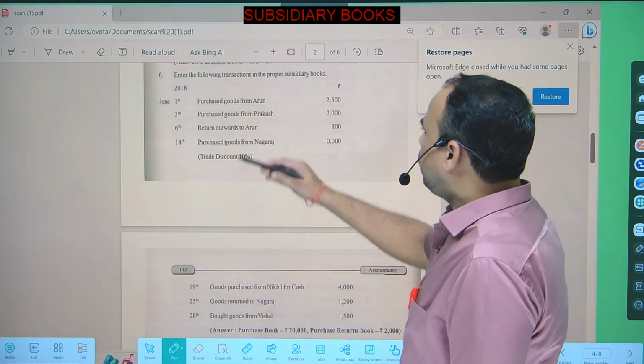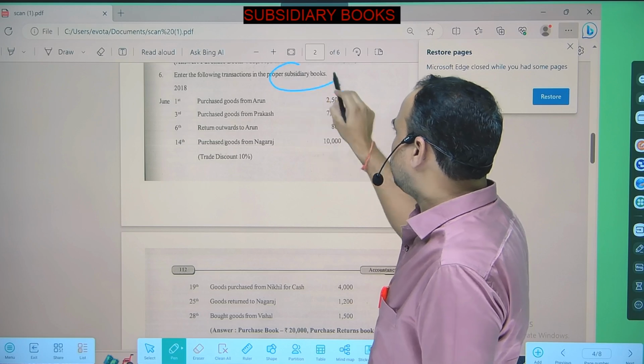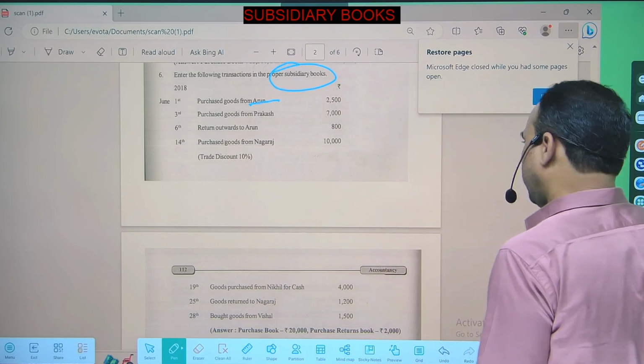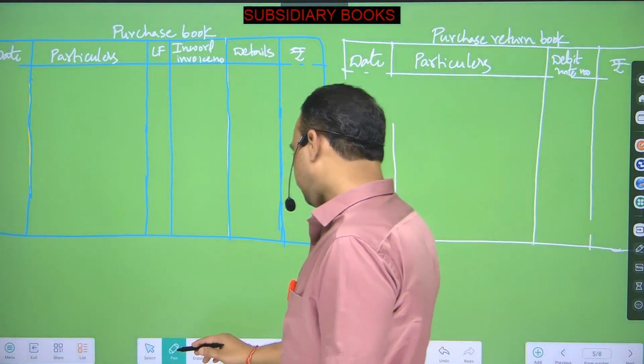Enter the following transaction in the proper subsidiary book. Purchase goods from Arun. In the purchase book we have to write. So this is the purchase book.